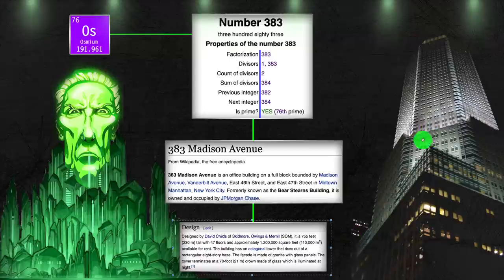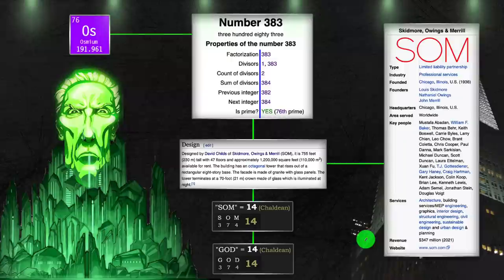Octagon is the eight-sided polygonal shape tied to the sun because 19 is the eighth prime number, which is an octagon. And then it terminates at a 70-foot crown. 70 is tied to the house that always wins. 70. I'm going to be showing that in that decode. But this 383 Madison, I decided to break it down.